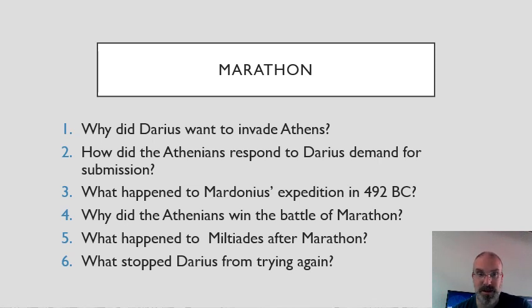Why did Darius want to invade Athens? How did the Athenians respond to Darius's demand for submission? What happened to Mardonius in 492 BC, and where did it happen? That's crucial for later. Why did the Athenians win at Marathon? See if you can come up with 3 or 4 reasons. What happened to Miltiades after Marathon? And what stopped Darius from trying to invade again? Arguably, there are 2 answers to that, but really number 6 is: what other part of his empire was giving him trouble? So stop the lesson and have a go at answering those questions.